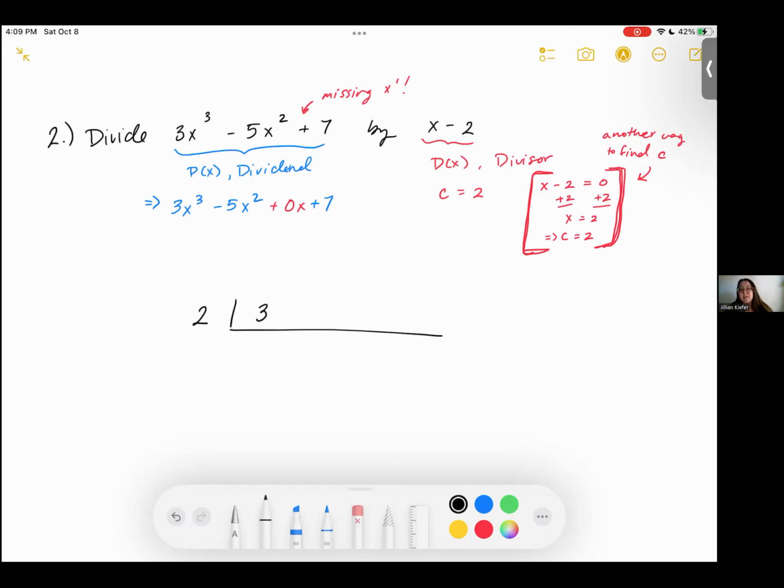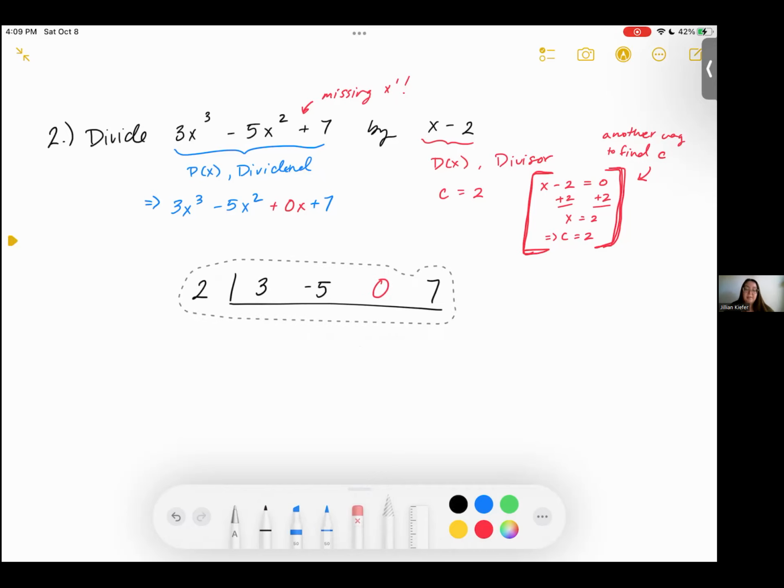Then the coefficient of x squared is -5. We see those signs are going to go along with the coefficient. So minus 5x squared, that's really -5. So we have -5, leave a little bit of room between the values. Then we have 0 because we had 0x. And then we have 7 at the end. So 7 goes in there at the end. I'm actually going to put the 0 in red, so we remember that it is a missing term.